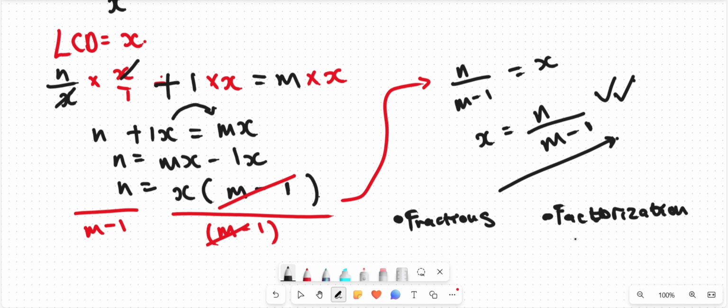The preceding questions had either the fraction part or the factorization part. So at this point, I think you're seeing how we work with these. Let me give you one last example and then we're going to call it a day.